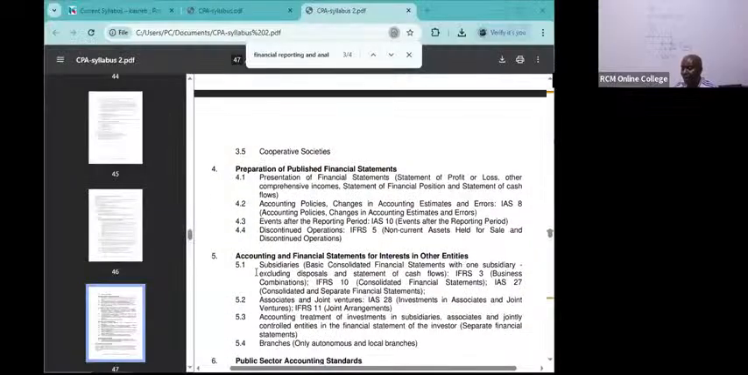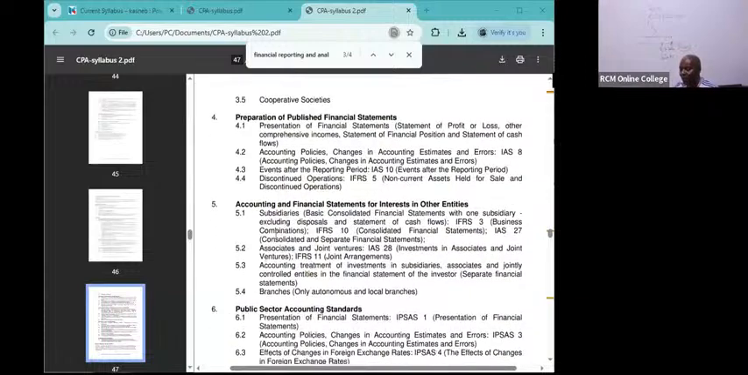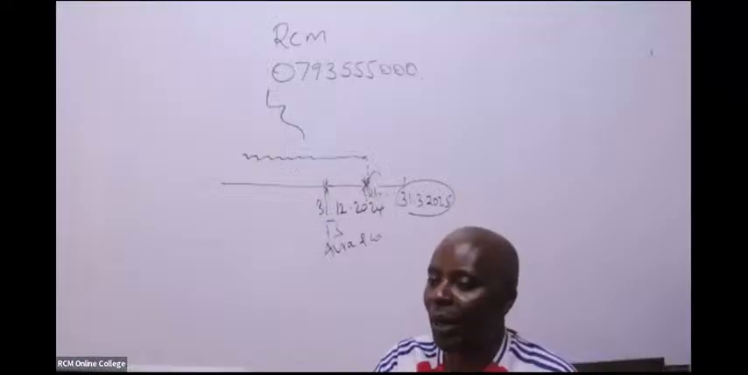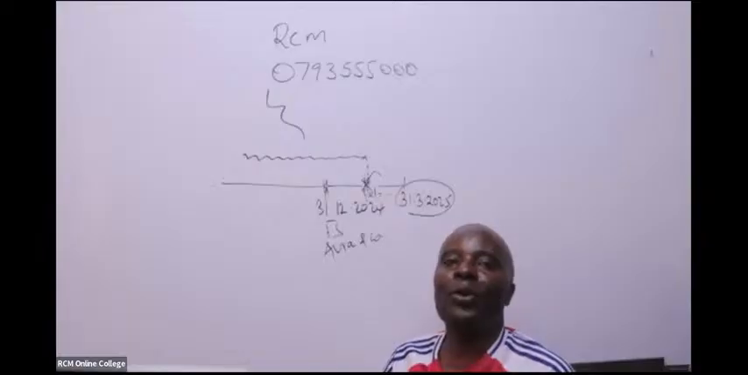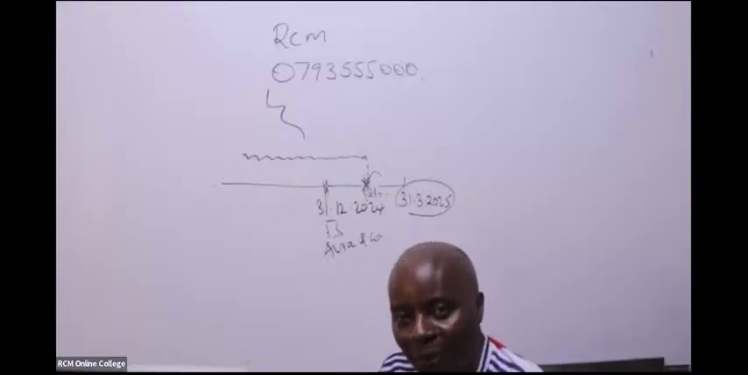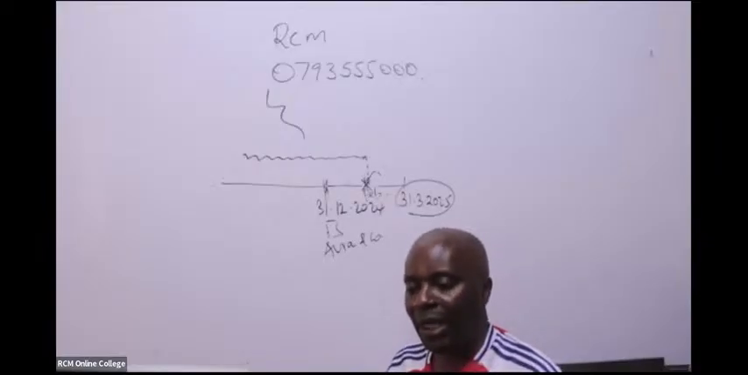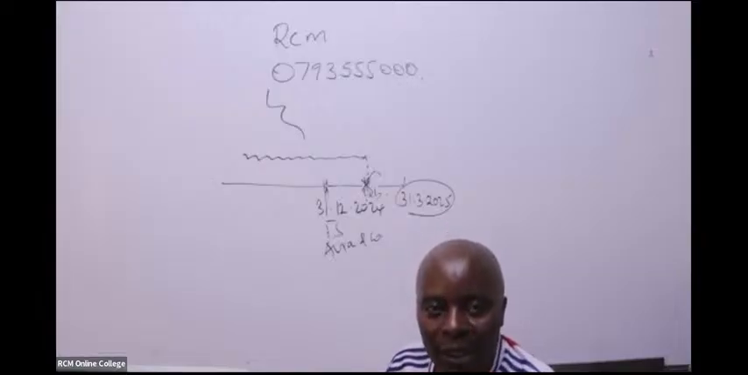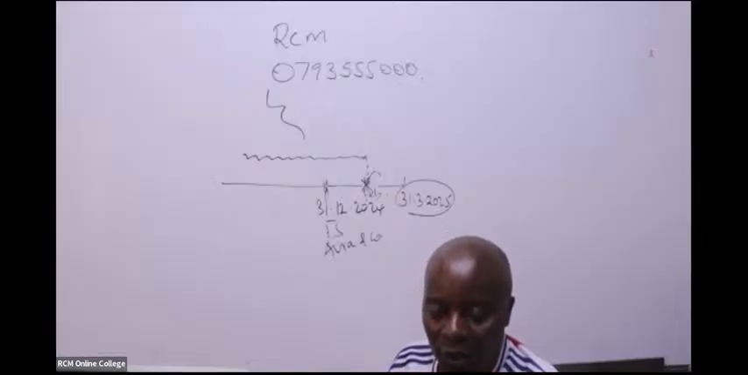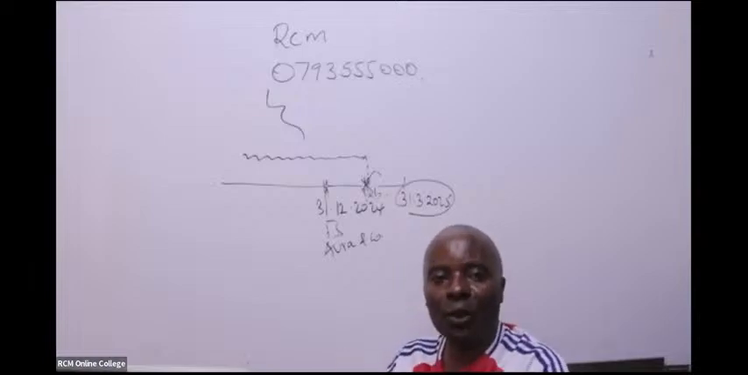Then, ladies and gentlemen, we have this concept of accounting and financial statements for interests in other entities. So we have subsidiaries, associates, joint ventures, branches, only autonomous and local branches. Here, basically, they want us to do what we call group accounts. As we shall see under group accounts, we have a parent company. Underneath the parent company, we have, in this case, for example, subsidiaries. We have other interests where we own with others jointly.